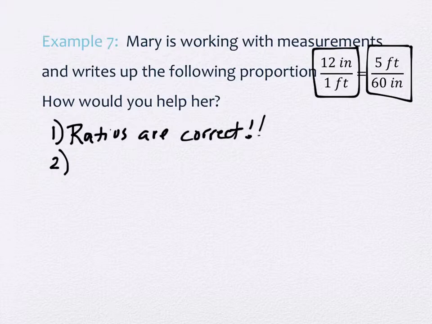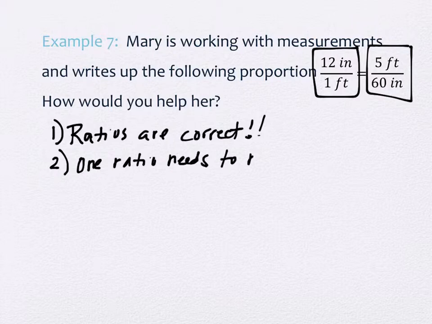So the up and down, the vertical comparisons are good. They're correct. The ratios are. But the equation across the equal sign is not being compared apples to apples, right? Or in this case, inches to inches. It's not being compared in the same way. So the issue is that you would say one ratio needs to be what? Flipped or switched or something like that, right? It needs to be flipped.